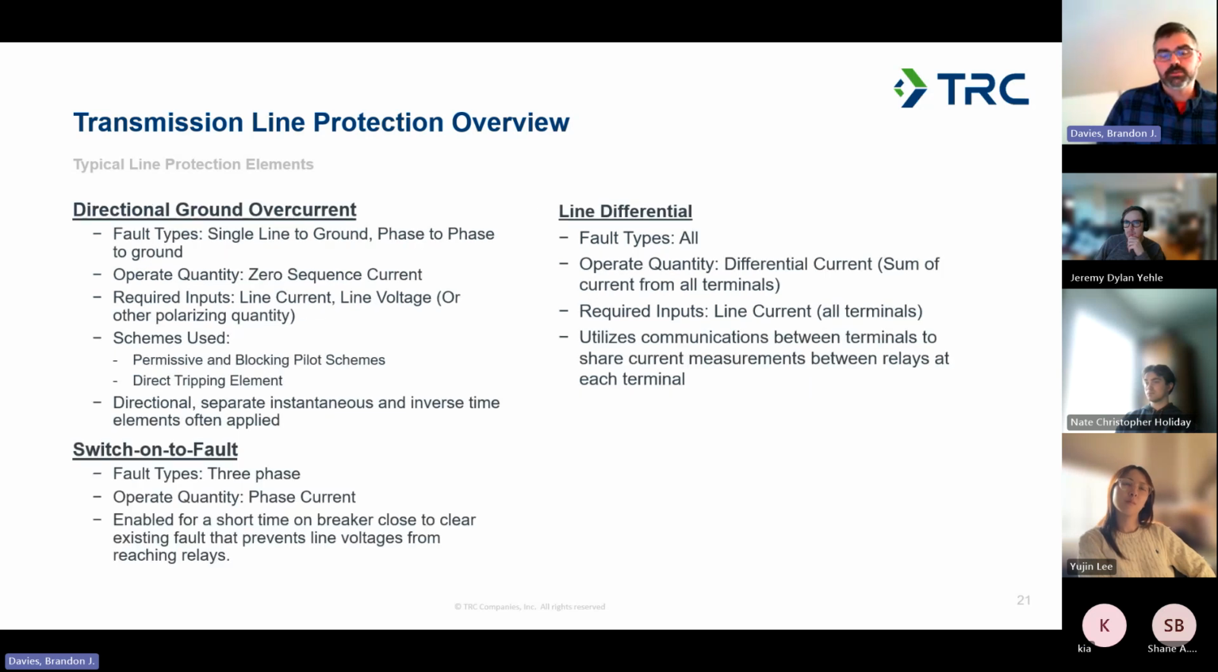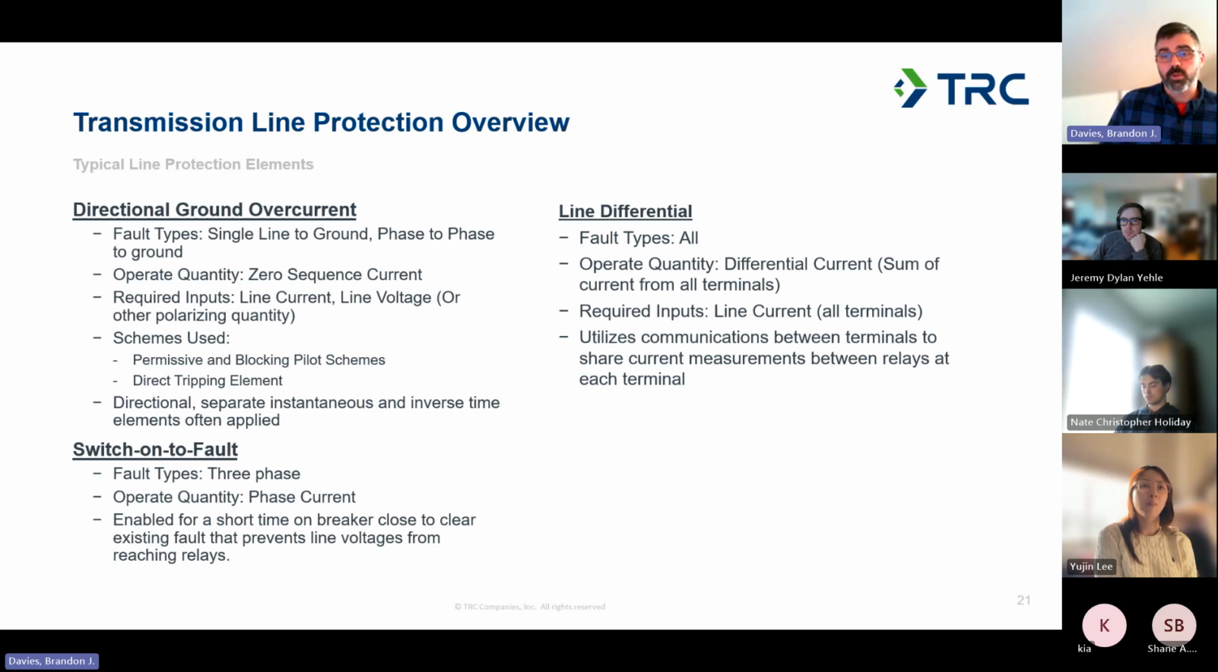So a few of the other types of schemes we typically see is directional ground overcurrent. This is an overcurrent protection you probably talked about in some of your other classes, operating on current magnitude, basically. And then there's a bunch of different types of schemes for instantaneous or time-delayed elements, things like that. But generally, we're providing a forward directional looking ground overcurrent element. It's going to operate on zero sequence current, so it's just going to respond to ground faults.